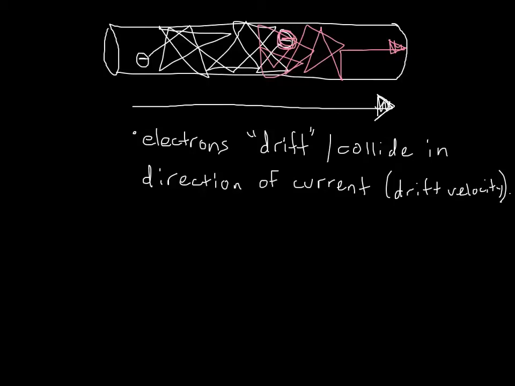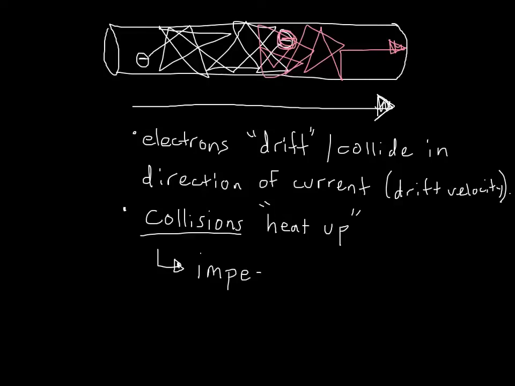And what happens with this drift velocity, with these electrons bumping into each other, all these collisions heat up your wire. You're colliding into the wall of the wire. That's going to heat it up. You can feel this when you're charging your electronics. Your charger gets warm. This is because of all of these collisions of the electrons inside of it. And these collisions, they kind of impede your electron flow. They slow down how fast your electrons can move. They impede motion.